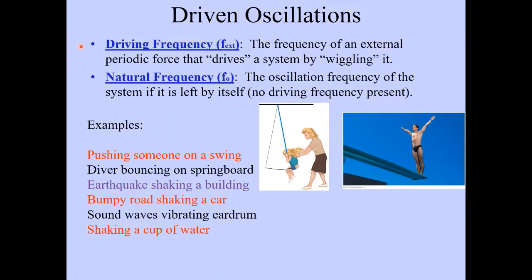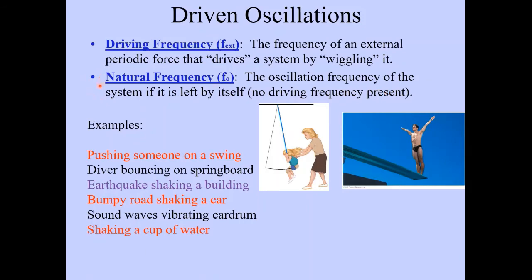So there are two frequencies that are important to keep in mind here. There is the driving frequency, which we'll call F external. That's the frequency of an external periodic force that drives a system by wiggling it, basically. But the system has its own natural frequency, F naught, or F sub 0. This is the oscillation frequency of the system if it is left by itself with no driving frequency present.